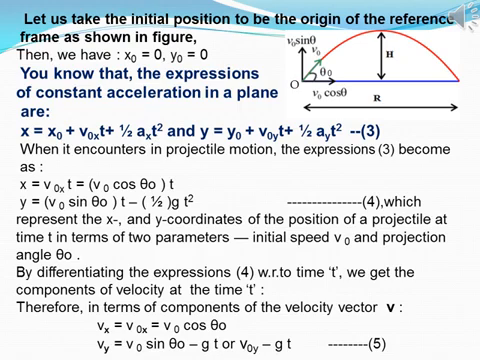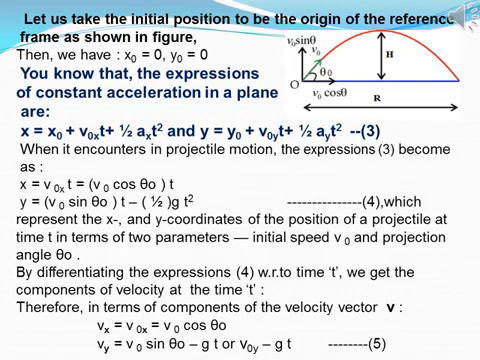Let us take the initial position to be the origin of the given frame of reference as shown in the given figure. Then we have x0 is equal to 0 and y0 is equal to 0. You know the expressions of constant acceleration in a plane, which you had studied earlier.